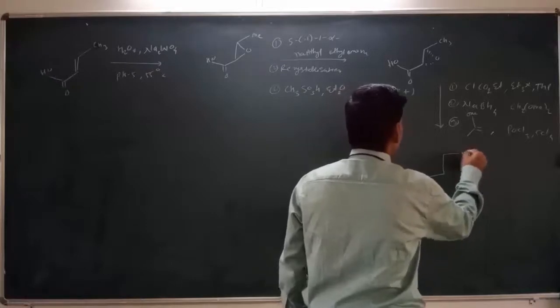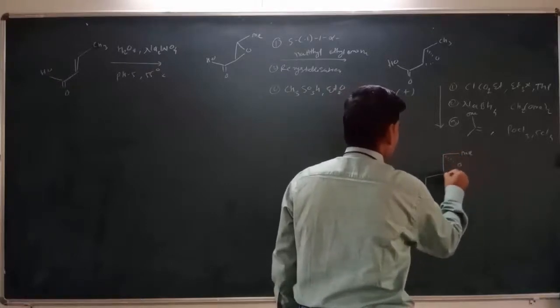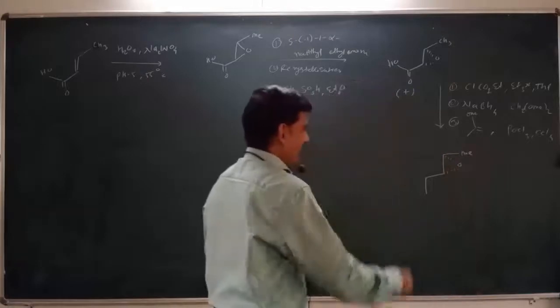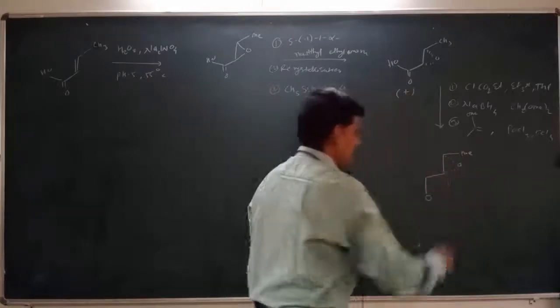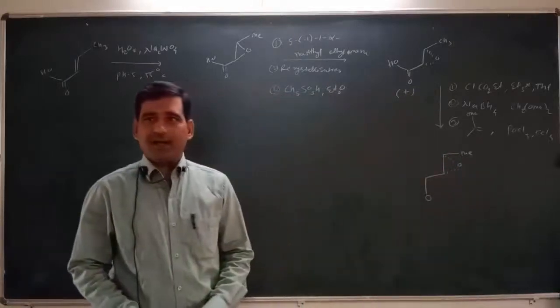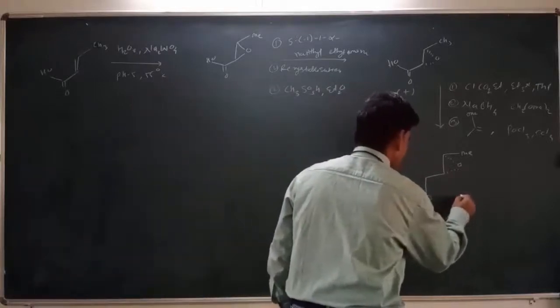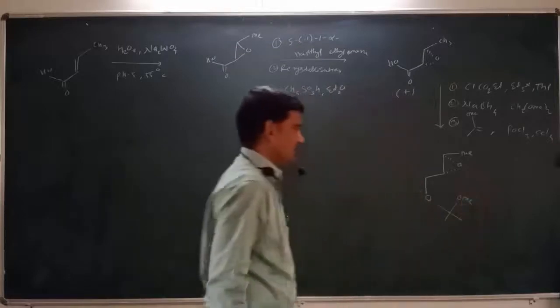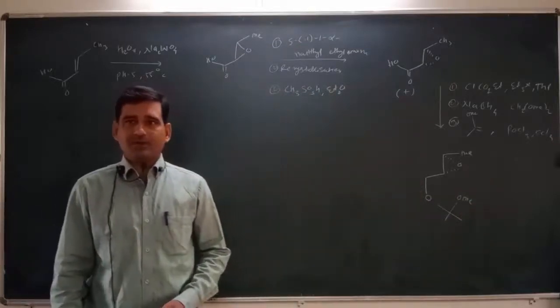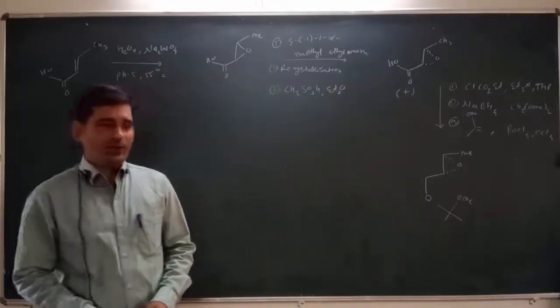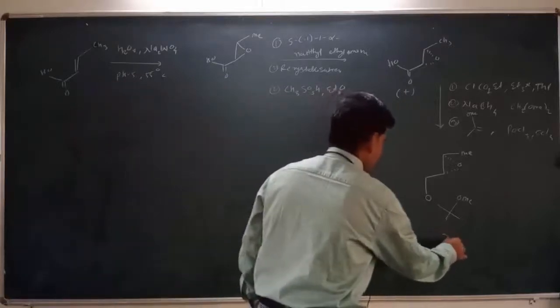So here is this methyl group, then here is this epoxide group, and then this OH will be converted first and then further protected by using this protecting agent, right? So this is called protection of this alcohol. The overall yield is about 76% for this compound.